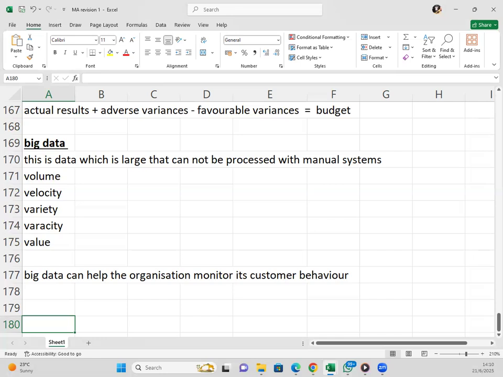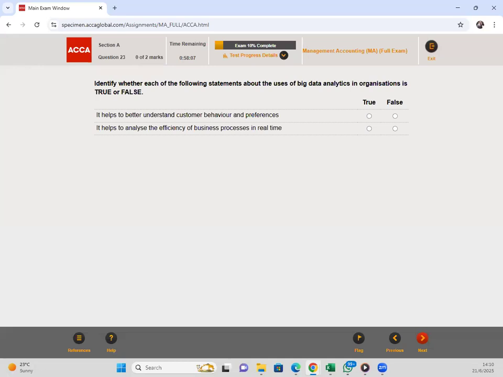Now, let's look at the question. Identify whether each of the following statements about the uses of big data analytics in an organization is true or false. It helps understand customer behavior and preferences. Being able to manage large volumes of data will help us understand customer behavior. Is that true or false? Let's be fast, please. Is that true or false? It's true.